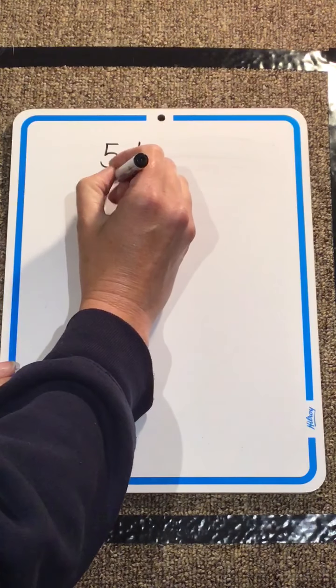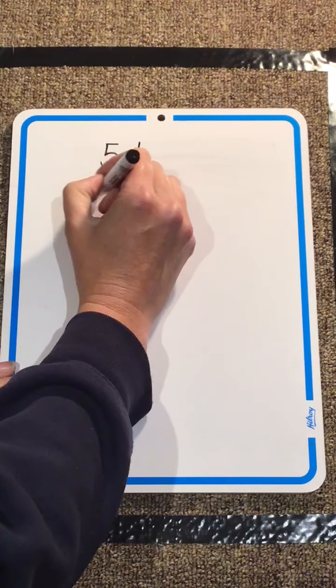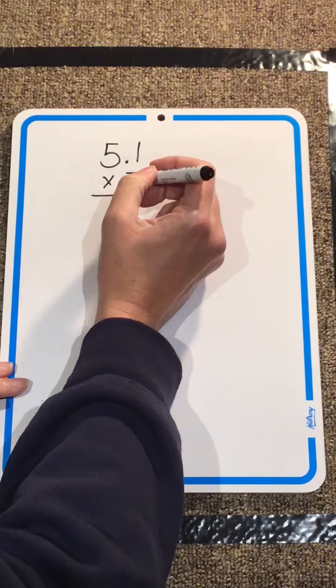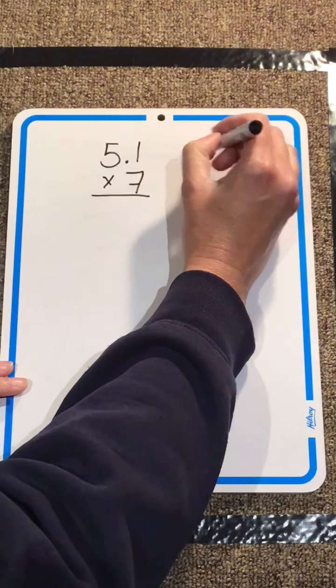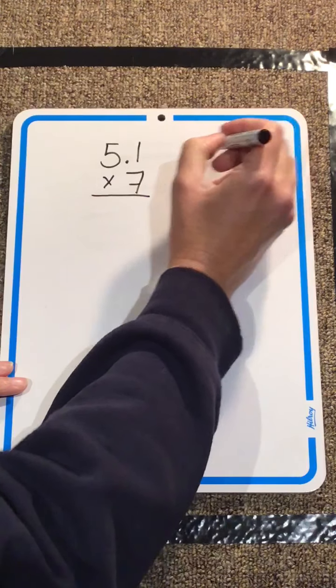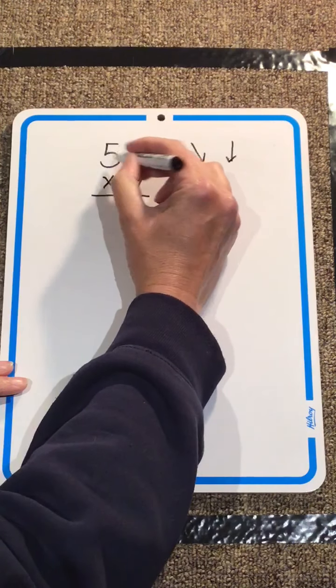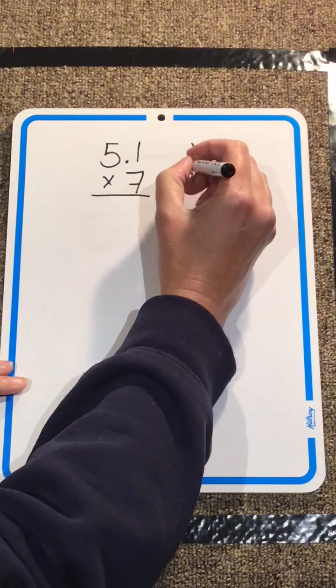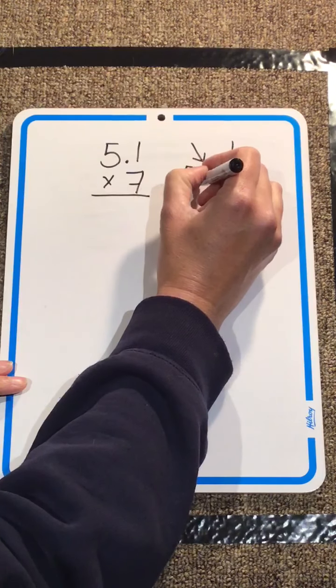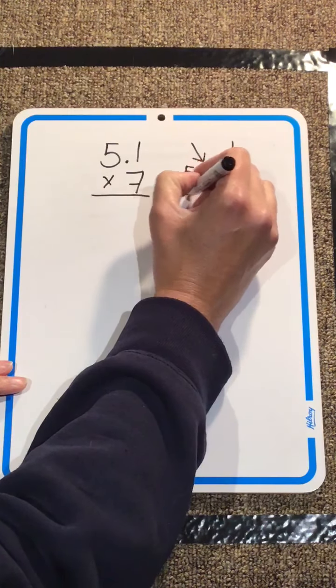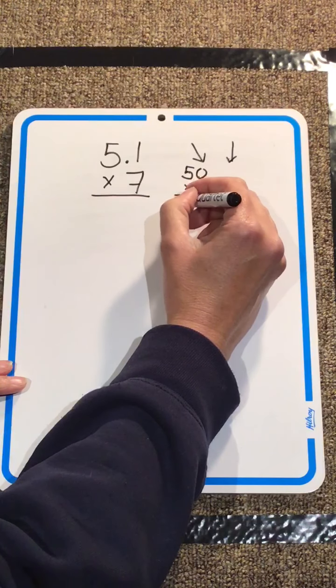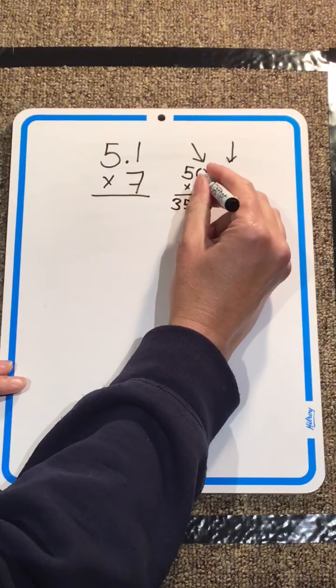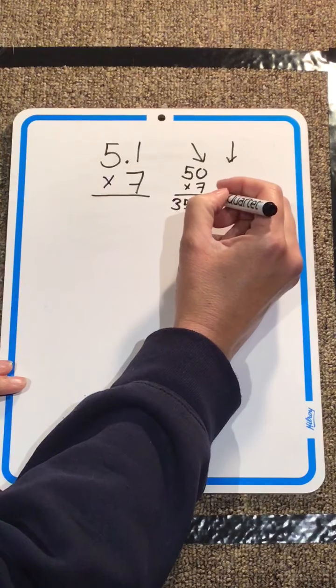5.1 times 7. Okay, so I'm going to ignore that decimal point, pretend it's not there. So going over this way, looks like a 5, but it's really a 50, and times a 7. Okay, so we cover up the 0, 7 times 5, 35, and then we have to put the 0 after the answer.